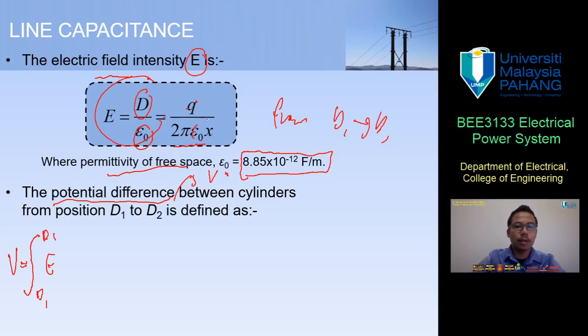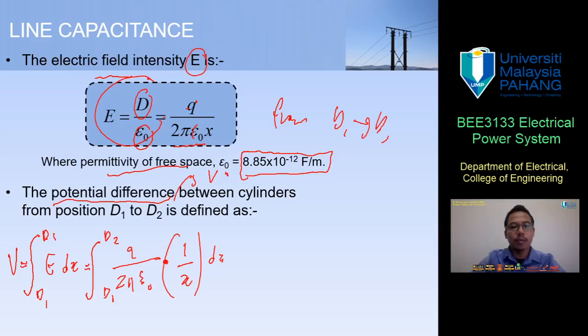Because of the x, so E dx. Then from here we can get D1, D2, D1. So we get Q over 2 pi epsilon 0 multiplied with 1 over x dx. So this is the function that we are going to integrate.